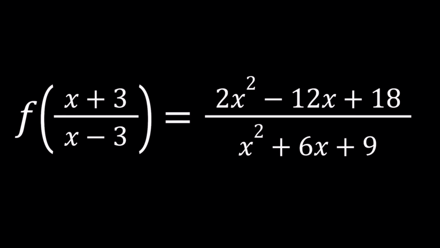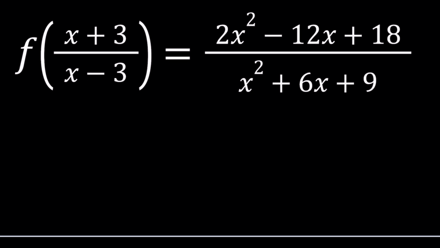Hello everyone. In this video, we're going to be solving a nice functional equation. We have f of (x plus 3) divided by (x minus 3) equals the given expression, which is a rational equation, and we're supposed to solve for f of x. I'll be presenting two methods, even though one of the methods will be a tiny bit longer. Okay, great. Let's get started with the first method.